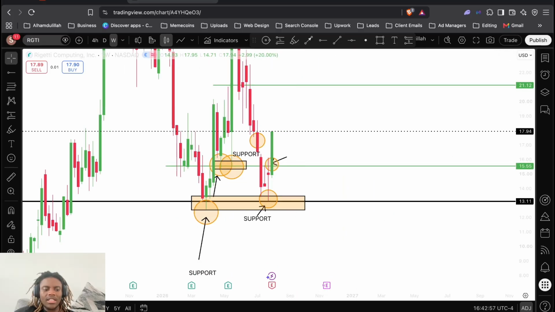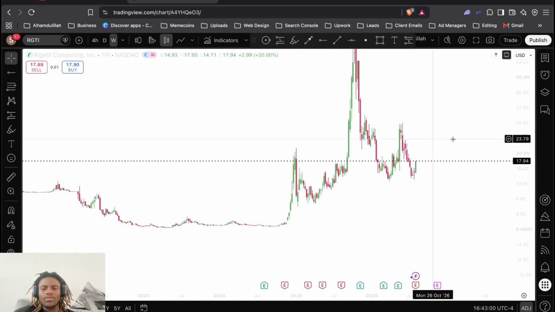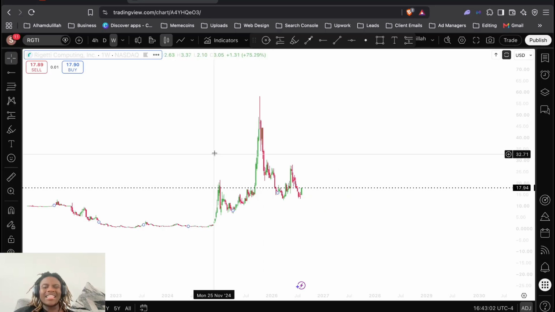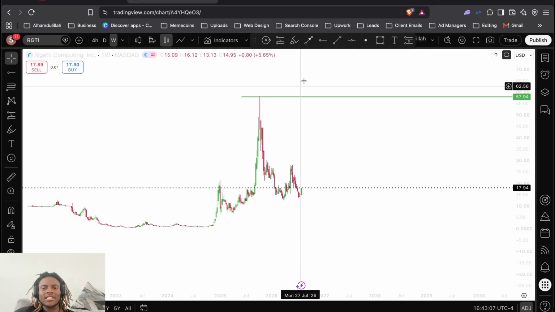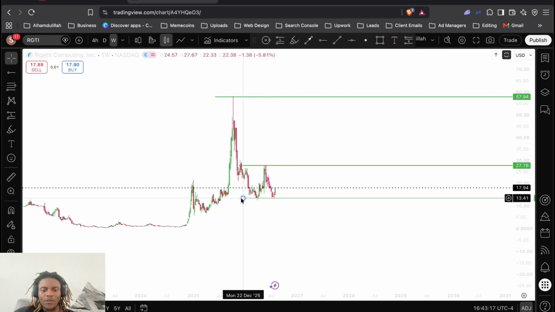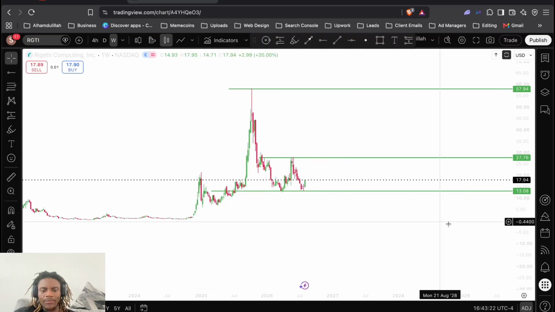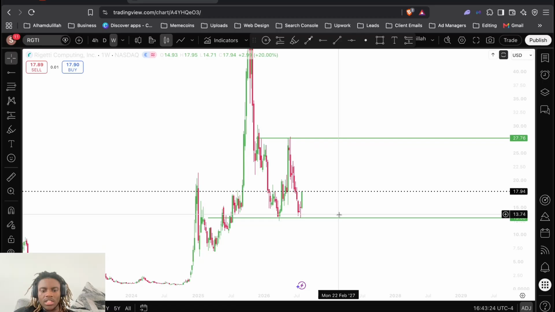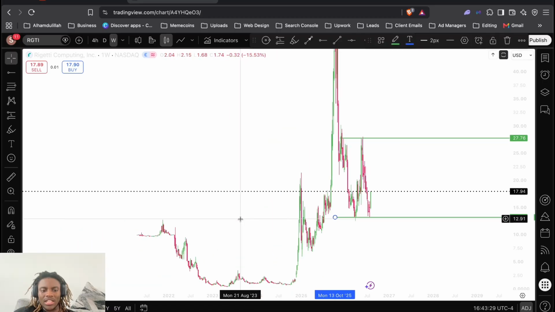From there, what I like to do is get on my weekly. I like to get a full bird's eye view of absolutely everything I'm looking at. I'll put a line at all-time highs. I'll put a line at the most recent resistance. And then I'll put a line at the most recent support as well, just to give me a full understanding of what's happening within the market in the first place. I want a full understanding of what's going on within the market and on the chart. Otherwise, you're going to be real lost in the sauce.